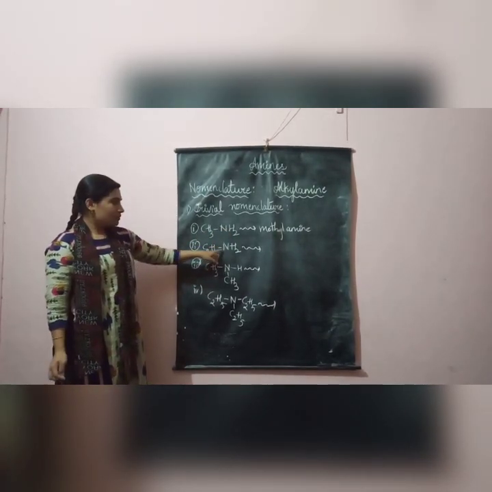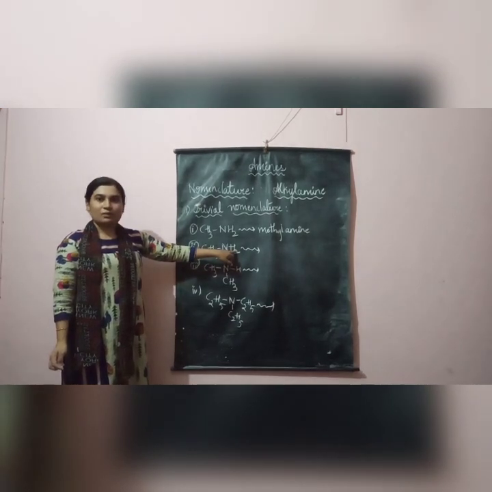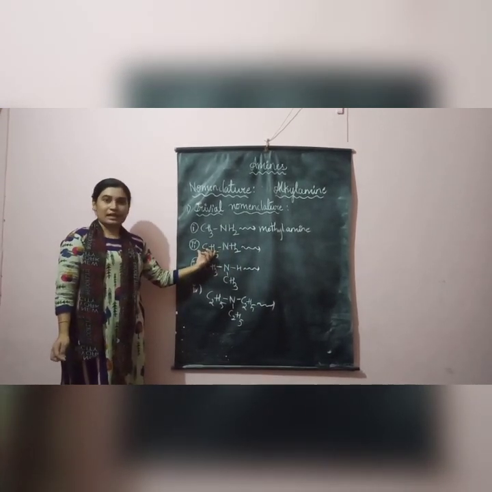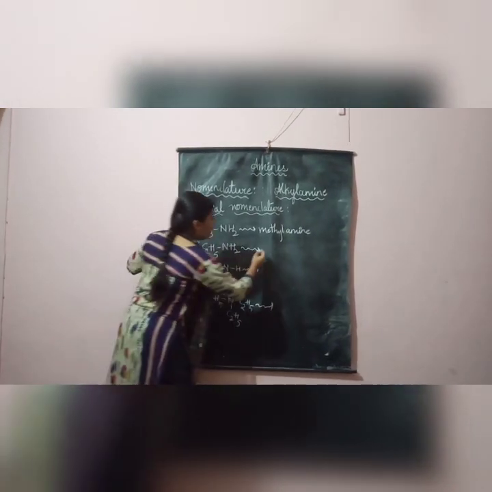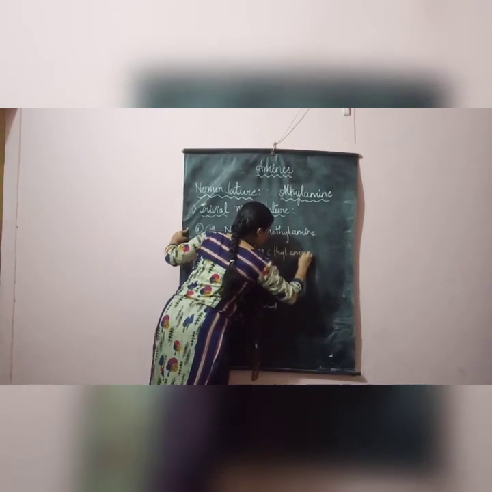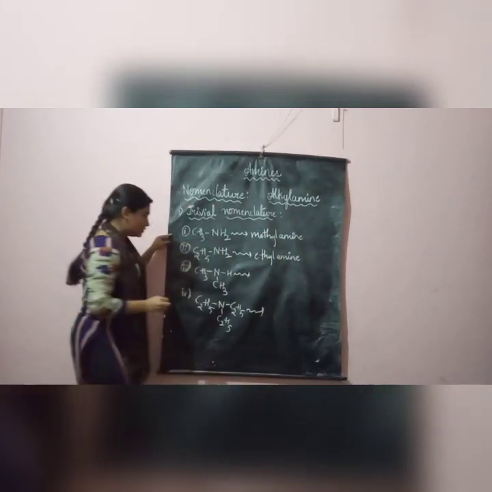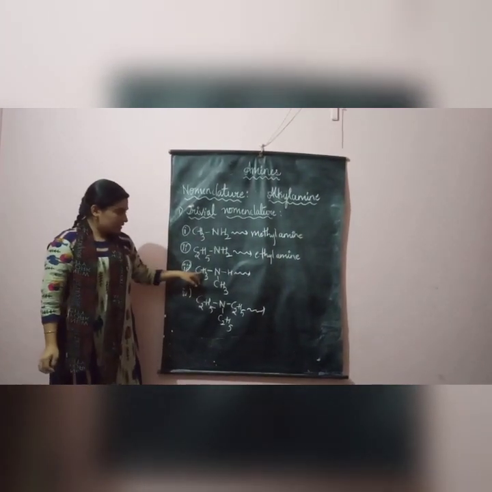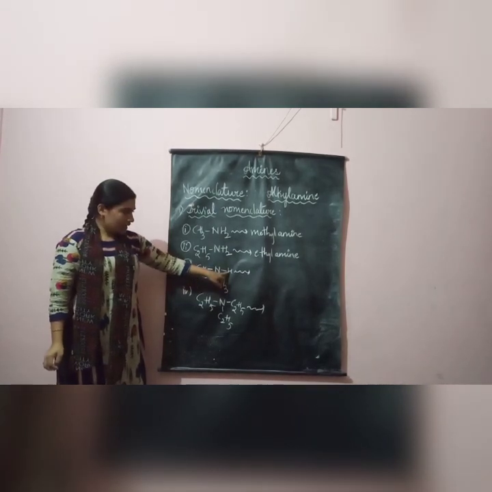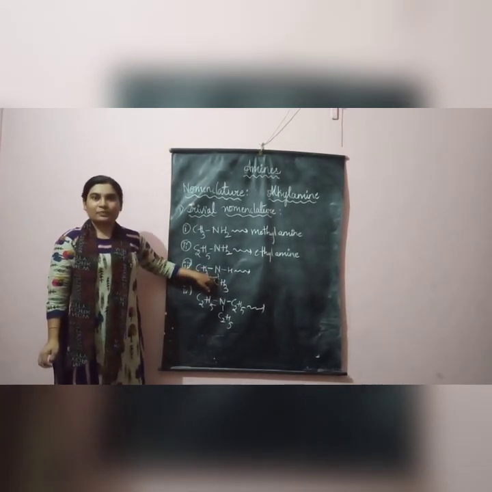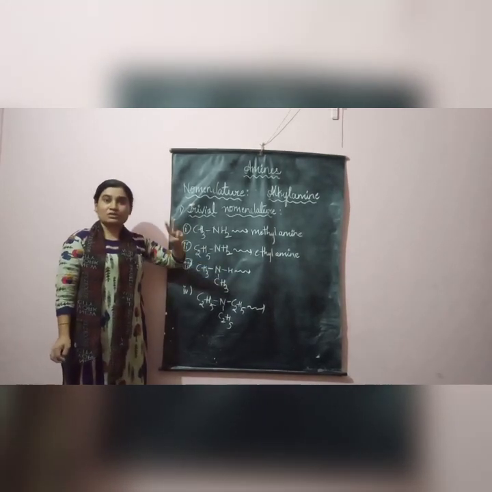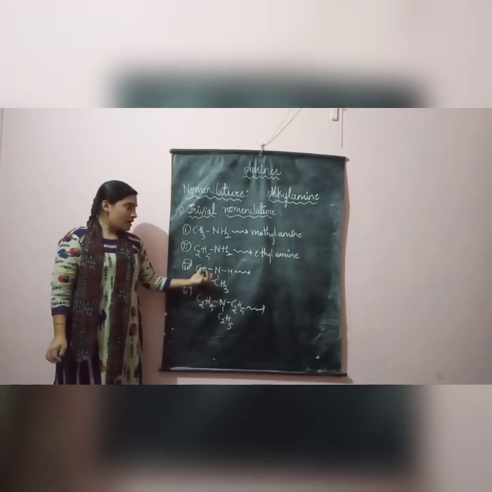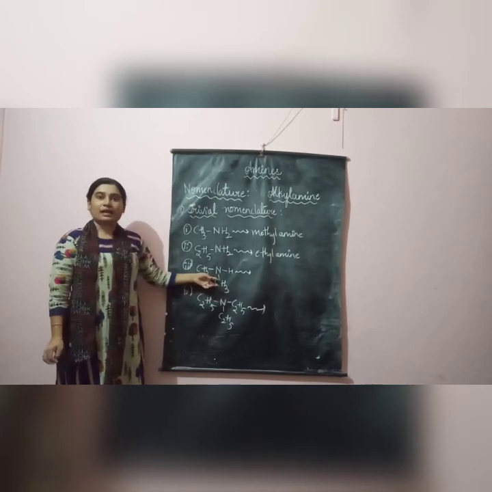Next moving on to C2H5NH2. Tell me what it is? C2H5 is an alkyl group. Which alkyl group? Ethyl. So the name will be ethyl amine. Now look, I have written CH3NHCH3. Is this primary, secondary or tertiary? Do I have NH written? It means two hydrogens are replaced by alkyl groups. Then it is a secondary amine.